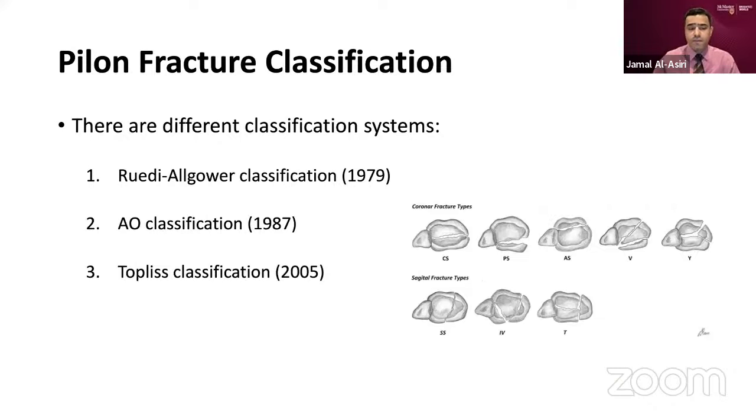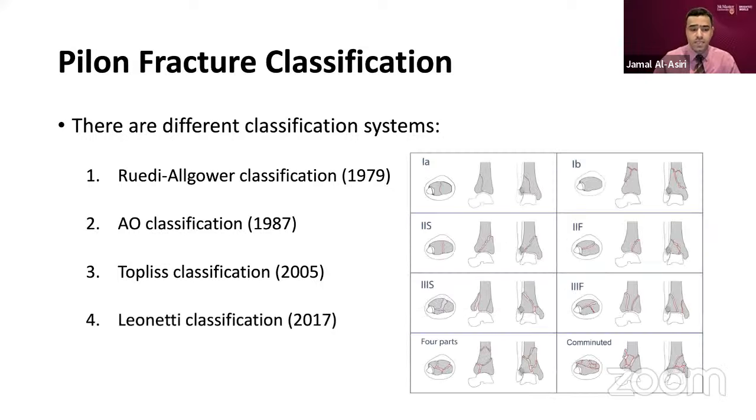We move into 2005 for the Topliss classification, relying on the shape of the fracture in both coronal or sagittal planes. For example, coronal fracture subtypes have a coronal split, posterior split, anterior split, or V-shaped split, or a Y-shaped split. Same thing for the sagittal, either sagittal split, or intra-articular vertical split, or a T-type split. With the advanced imaging, we start to see more classifications depending on the CT scan, such as Leonetti, with different subtypes based on the CT scan findings.